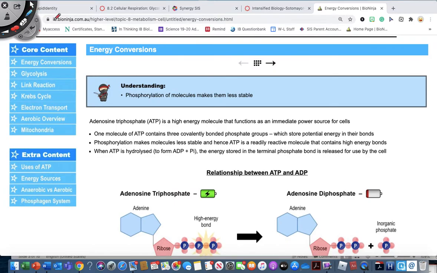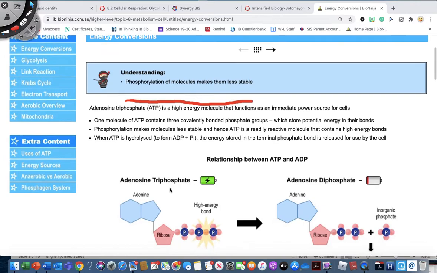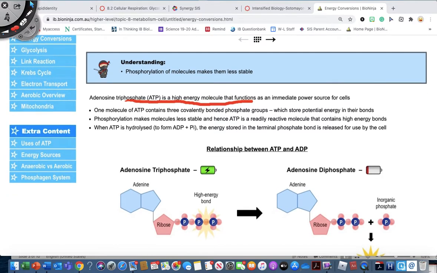So the first understanding here is phosphorylation. So we have to understand what phosphorylation means. And phosphorylation is when you take a molecule and you make it less stable by adding an additional phosphate group. So here we see how ATP gets phosphorylated. So adenosine triphosphate, we know, is the ATP molecule, and it's a high energy molecule, and it contains all of its power or all of its energy in these high energy bonds between the phosphate groups.